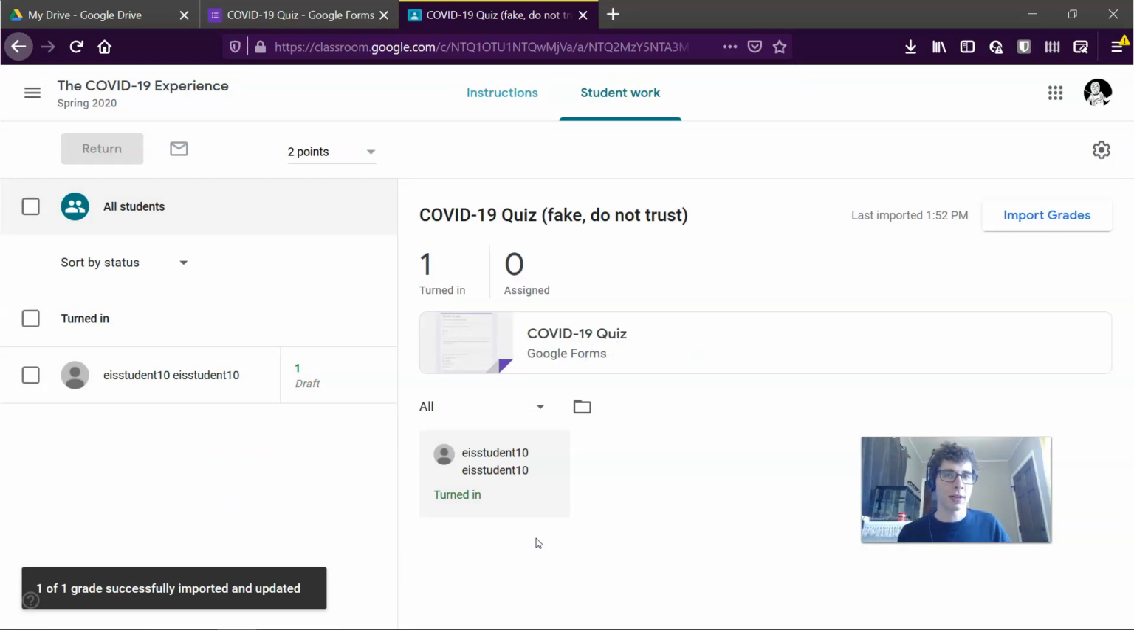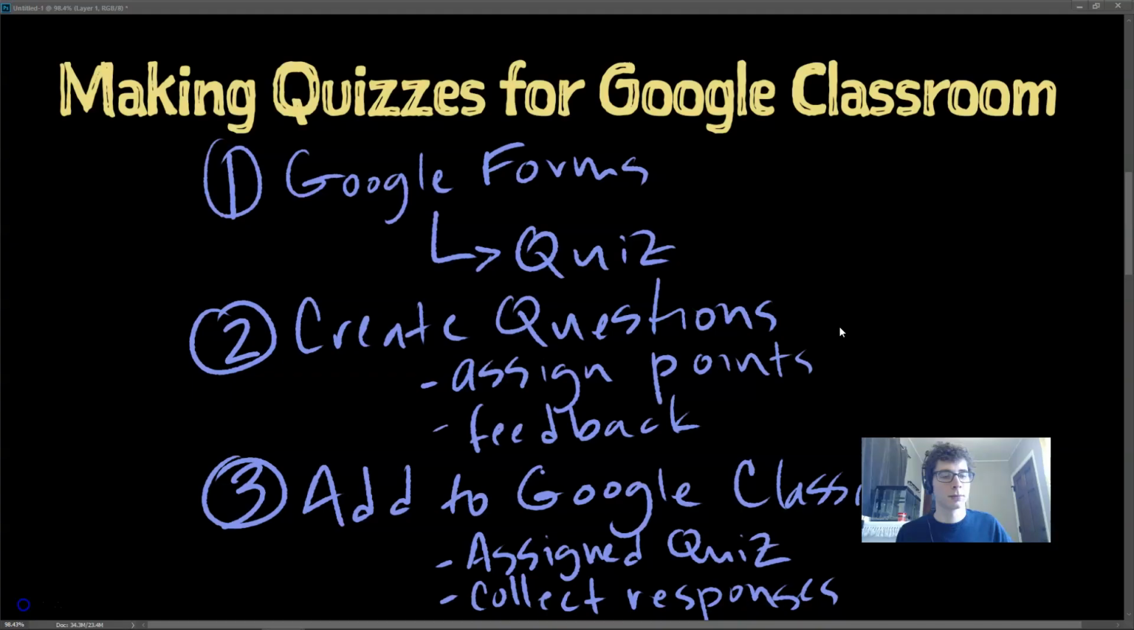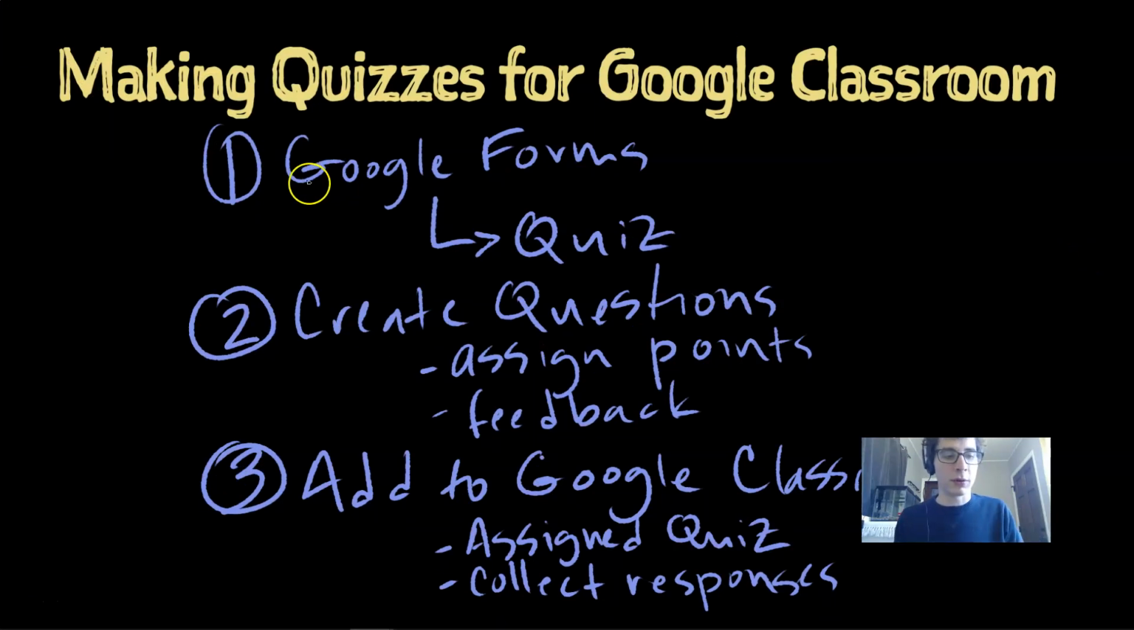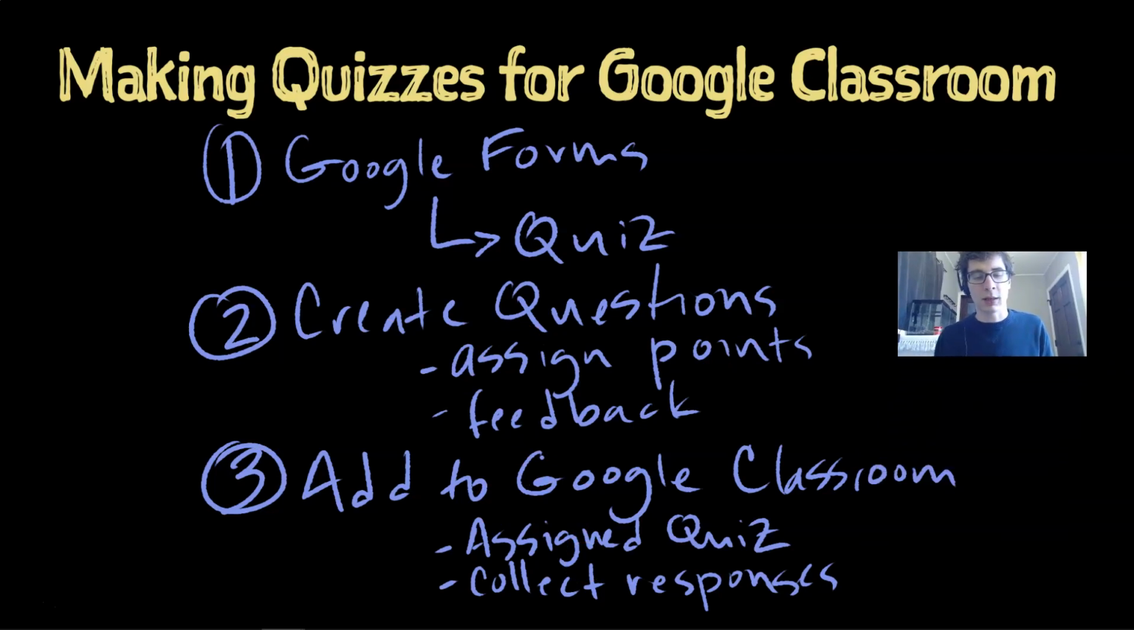All right, so there you go. That's how you set up a quiz. I can show you the rundown one more time. Yeah, if you can make sense of my handwriting, here it is. Again, we started with Google Drive, made a form, went to the settings, turned it into a quiz. Then what we did is we went ahead and made the actual quiz itself. We put in the points, we gave it feedback. Then we added it into Google Classroom by clicking Assign Quiz, and then we collected the responses when we were ready.